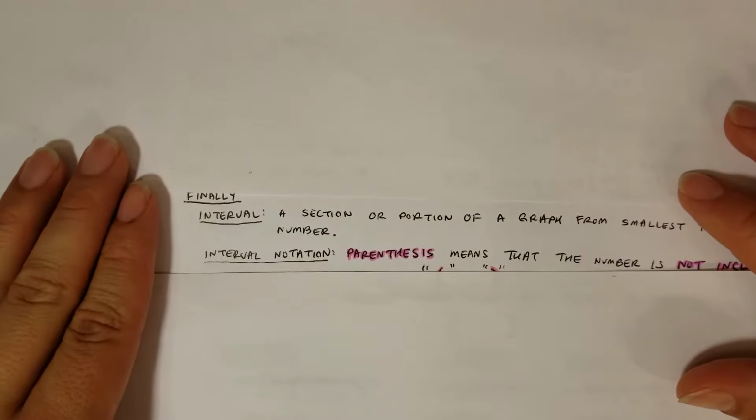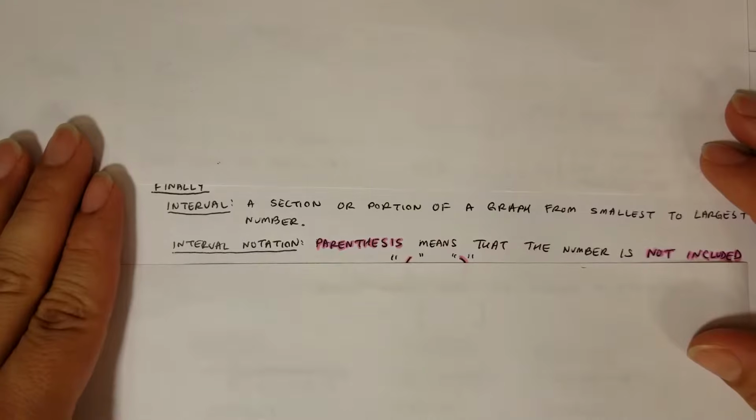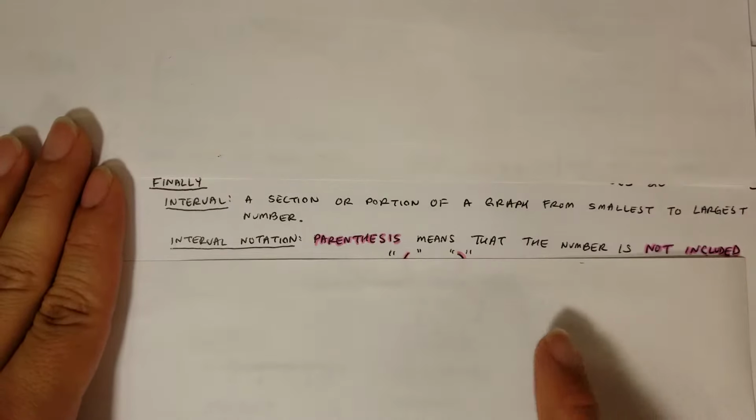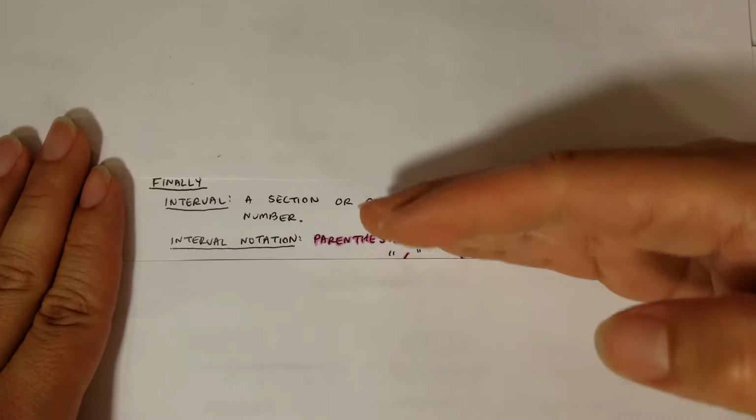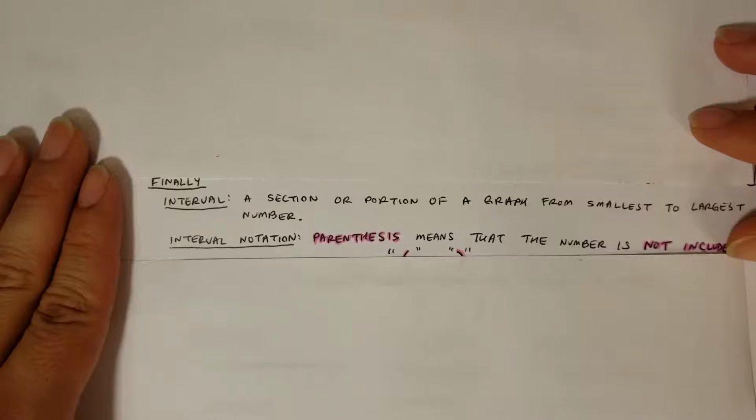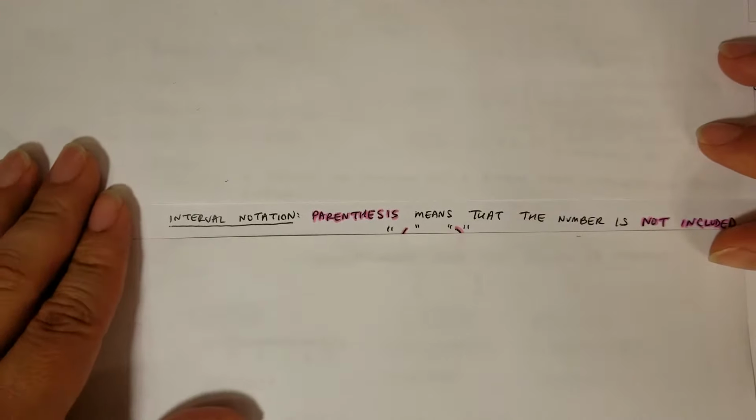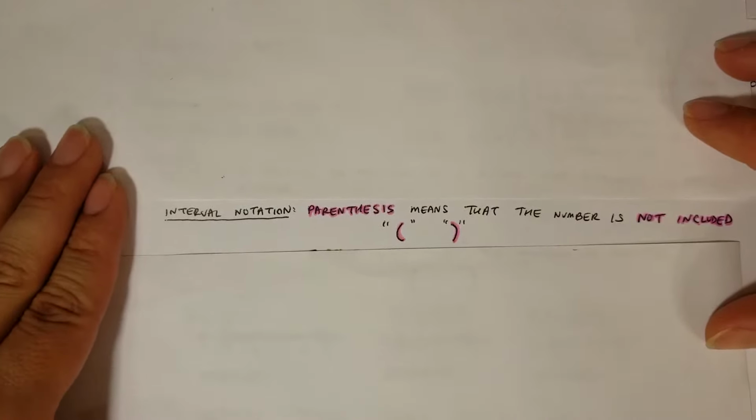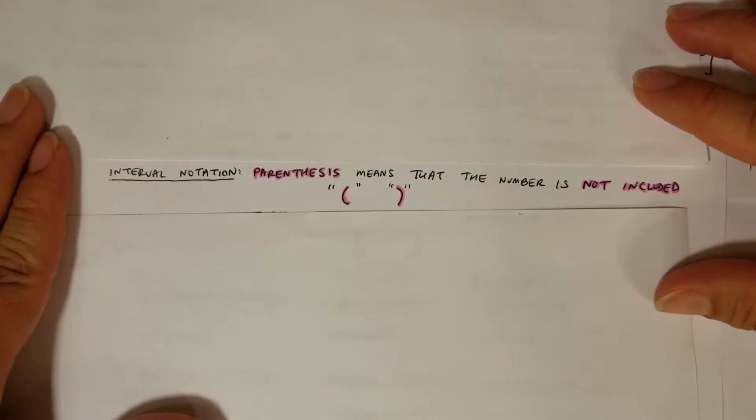An interval is a section or portion of a graph from smallest to largest number. So basically, we're organizing the graph from smallest to largest, which on the x-axis means from left to right, and on the y-axis means from the bottom to the top. So that'll be an example of your interval. In interval notation, parentheses means that the number is not included as one of the solutions. So parentheses means that we're not including that number as one of the solutions.